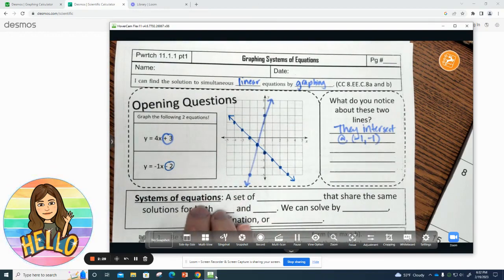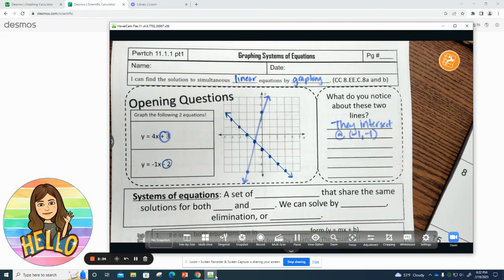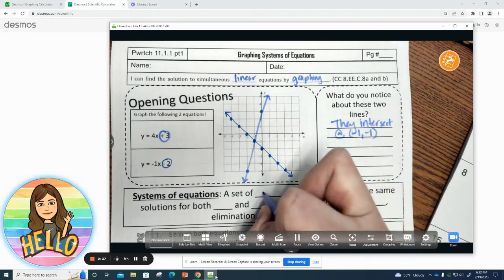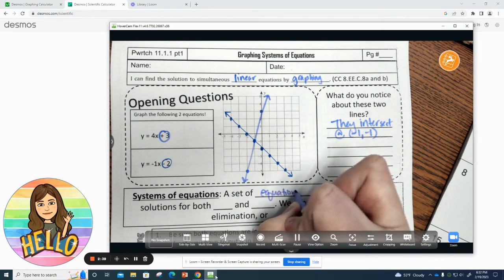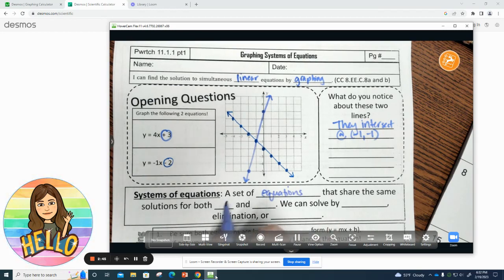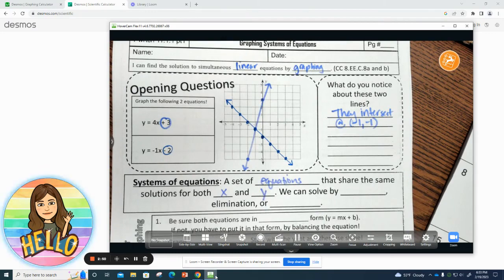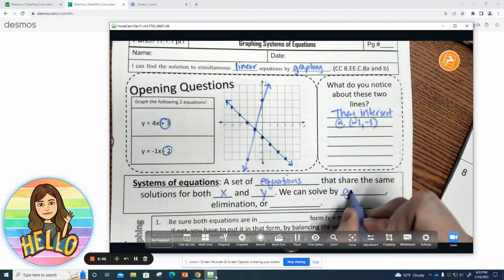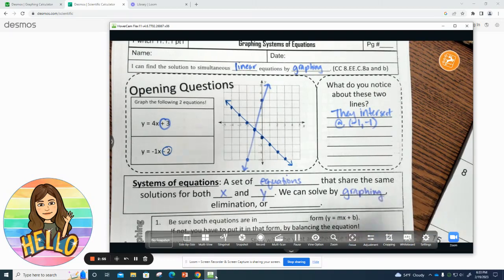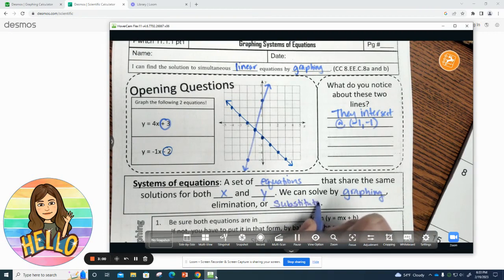So let's talk more specifically, before we get into all the different steps, about what a system of equations is. We have a set of equations. Could be more than two, but we're going to focus on two, a set of equations that share the same solutions for both x and y. Different ways we can solve this. Today we're focused on graphing. We can solve by graphing, elimination, or substitution. And this goes out of order just a little bit. We'll do graphing first, then we'll do substitution, and we'll do elimination last.